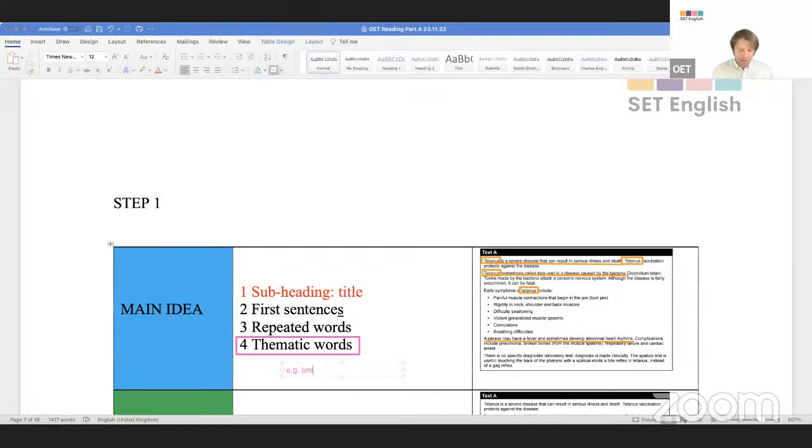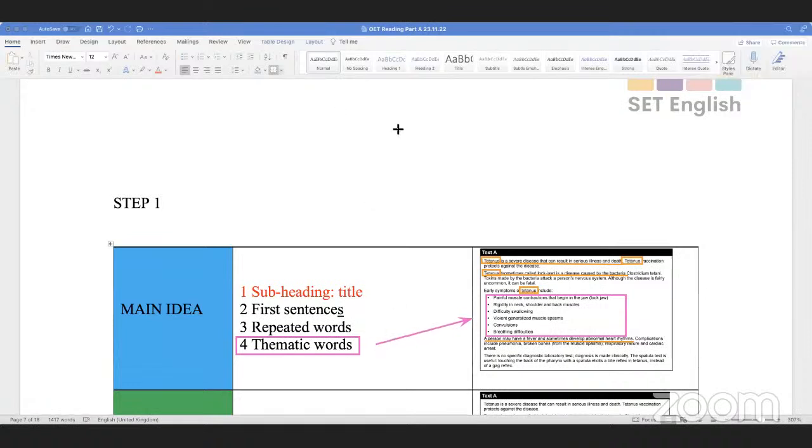Okay, so bread, fish again, milk, right? Food of some kind. Okay. What about this now? In our example, we have some thematic words, don't we? What's the theme of these words here, guys? Symptoms. So in this example, this is a very good way to get the main idea: symptoms.